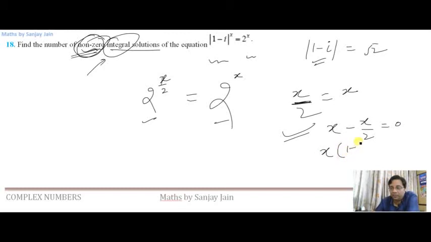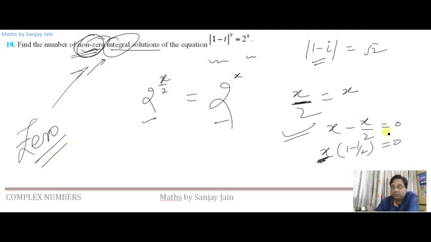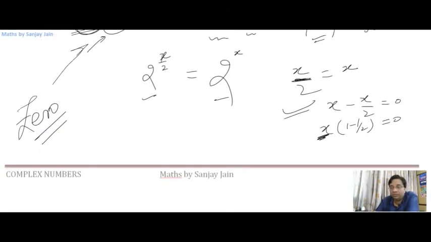So x into 1 minus 1 by 2 will be equal to 0. Hence x will be equal to 0, which cannot be our solution. So what are the non-zero integral solutions? How many are these? 0. So we cannot have a non-zero solution for this equation.